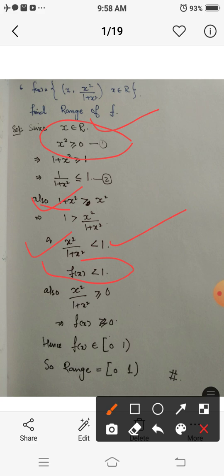Now what about the second? Here x square is non-negative, and 1 plus x square is greater than or equal to 1, so it is greater than 0. Therefore their ratio is greater than or equal to 0, that is, x square upon 1 plus x square, which is f of x, is greater than or equal to 0. So the lower limit of f of x is 0 and the upper limit is 1, but the lower limit is included in the set. So f of x belongs to the interval from 0 to 1, closed on the left hand side. Hence the range is the interval 0 to 1, closed from the left.